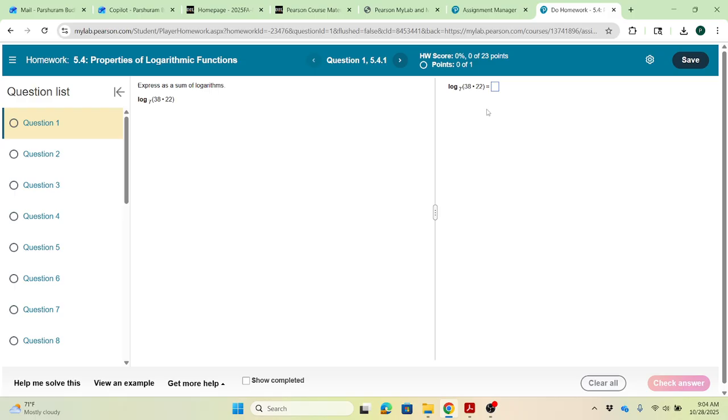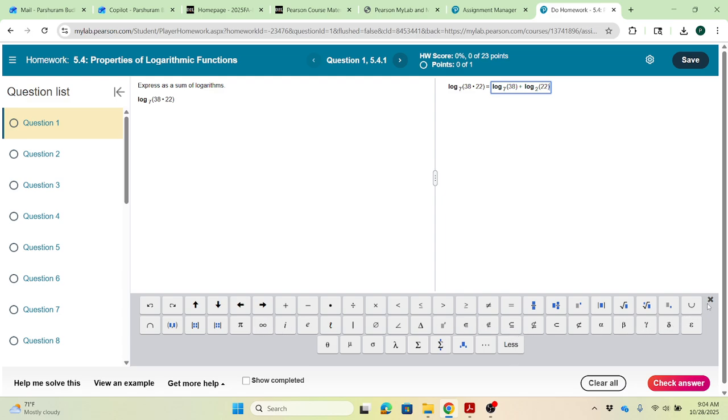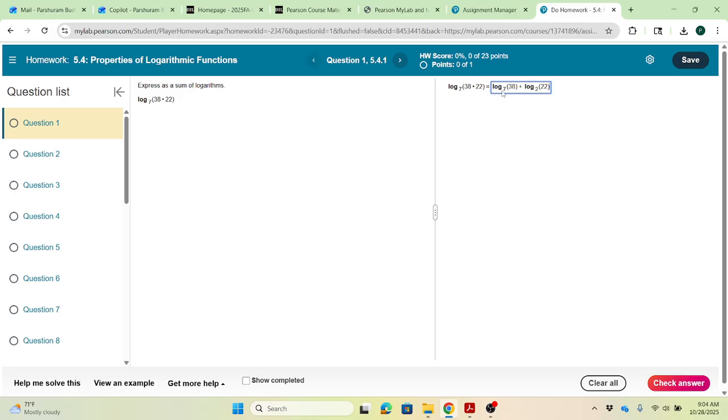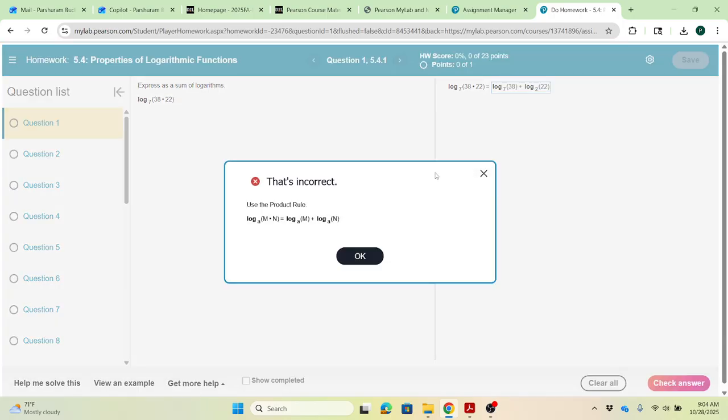That's the product rule. So just type log base 7 of 38 plus log base 7 of 22. There is no log symbol here, so just type LOG and shift minus sign on the keyboard, and that's how you can write log base 7, and then type 7. So check the answer.